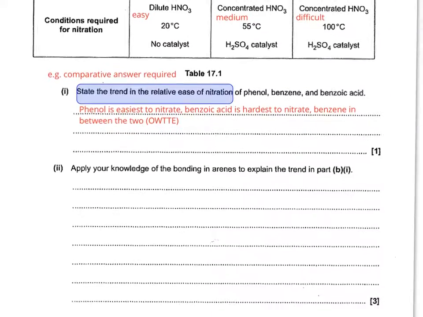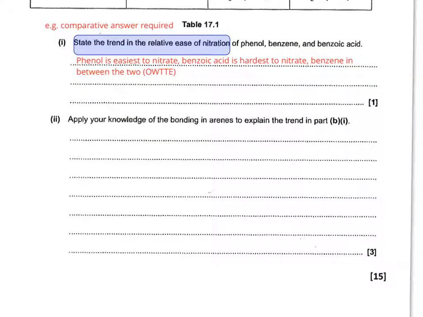So moving the page down, it says apply your knowledge of the bonding in arenes to explain the trend in part B, I. Now your knowledge would be basically what you can remember about phenol. So if you've recalled your phenol information, you'll remember things like a lone pair of electrons from the oxygen in OH being delocalized or partially delocalized into the pi ring. This in turn increases the electron density of the pi ring, and the consequence of that is the pi ring in phenol is now more able to induce a dipole in an electrophile and therefore react more quickly.